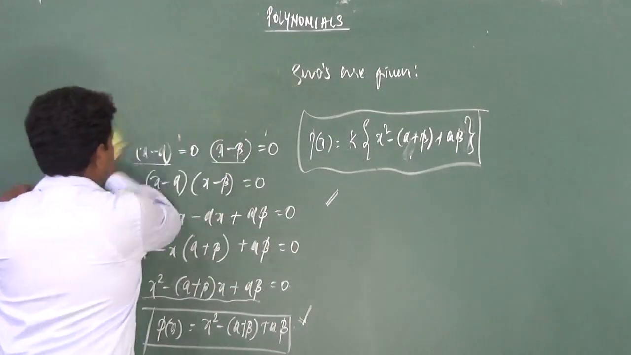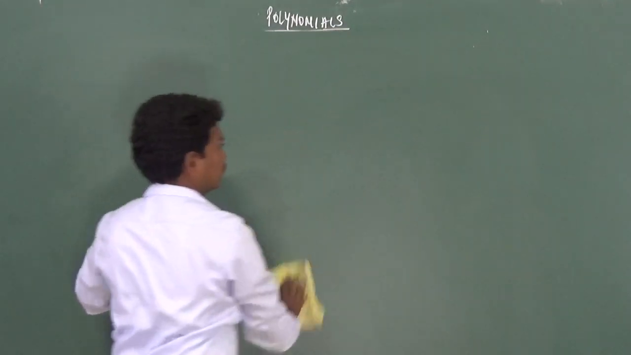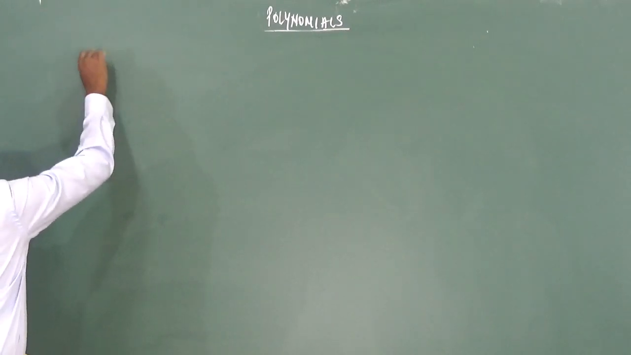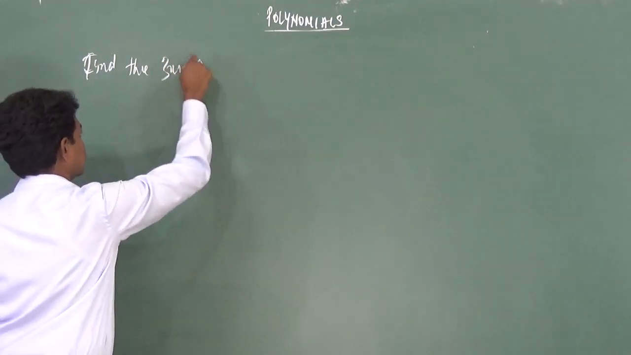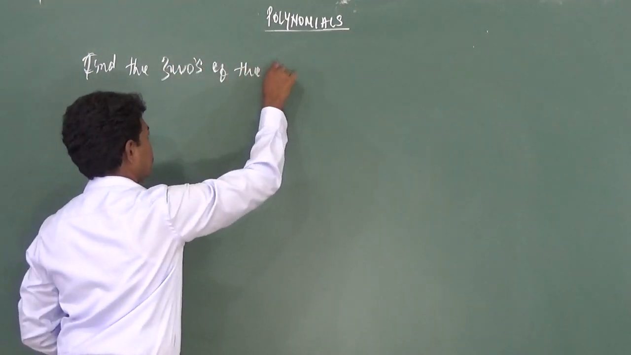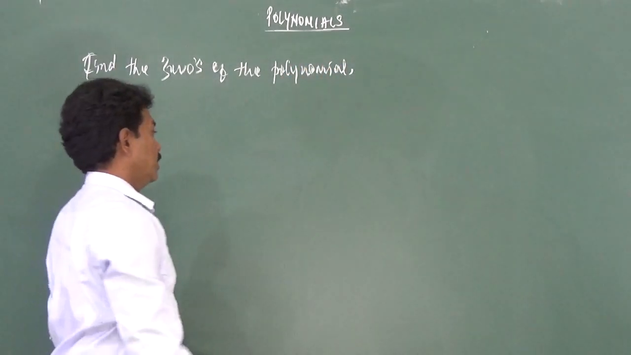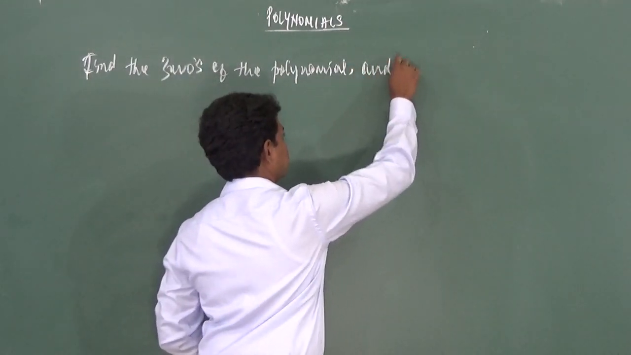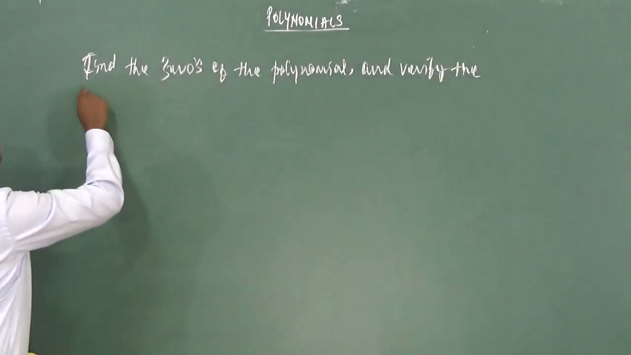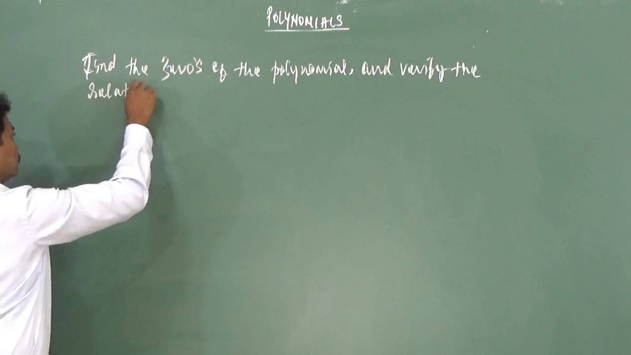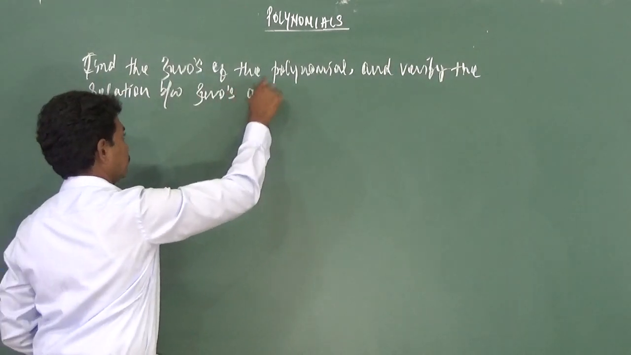So now we have problems on this category. We will be solving some problems on this. So now, find the zeros of the polynomial and verify the relation between zeros and coefficients.